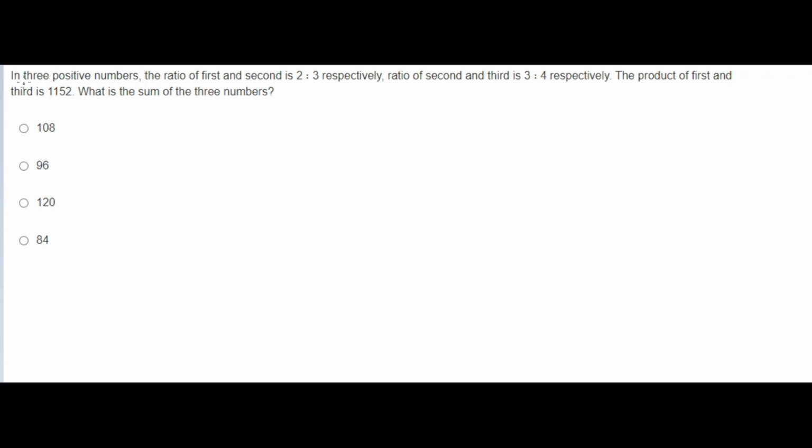So we have seen in the last video the three numbers, right? They are given as 2:3, and once again 3:4. This is the first and second number, and this is the second and third number. So let's take the first number as 2x, the second number as 3x, and the third number as 4x. Right? So I will tell you about this shortcut.